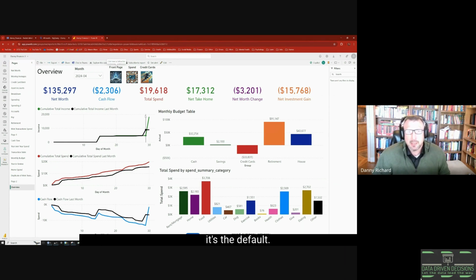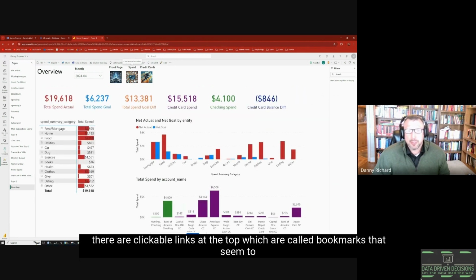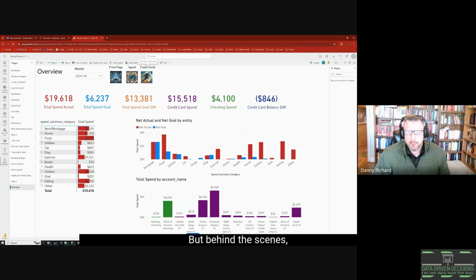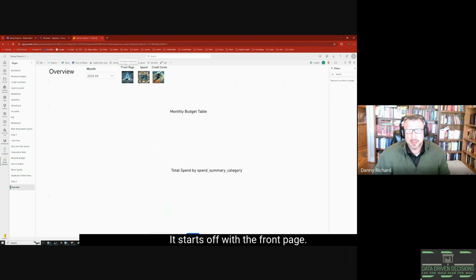It's the default. However, there are clickable links at the top, which are called bookmarks, that seem to change the dashboard, but behind the scenes, it's actually all in the same dashboard. I'm just making use of bookmarks and selections. This is a nice dashboard. It starts off with the front page.